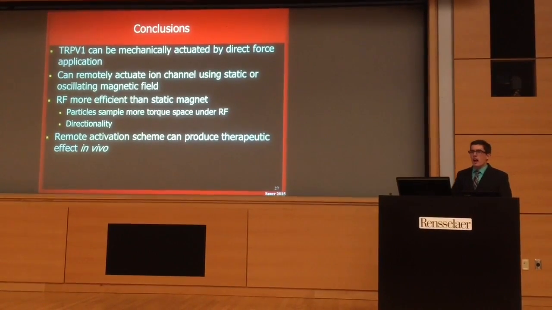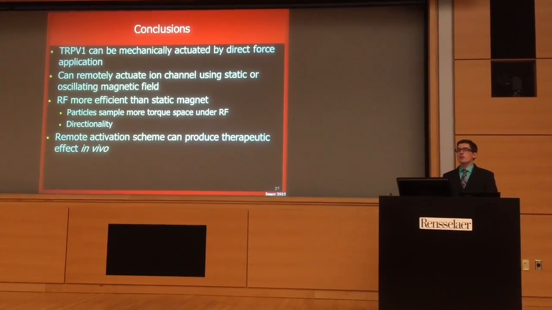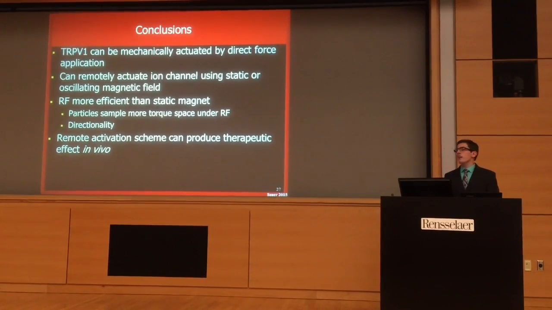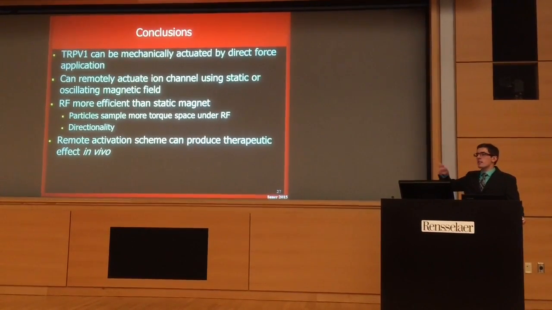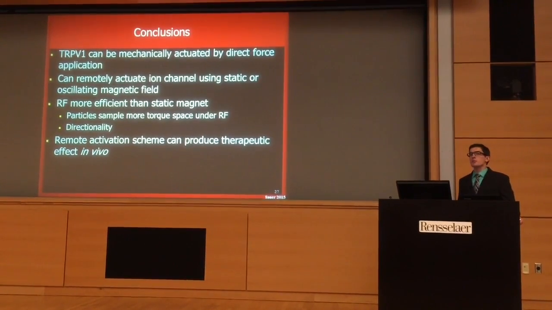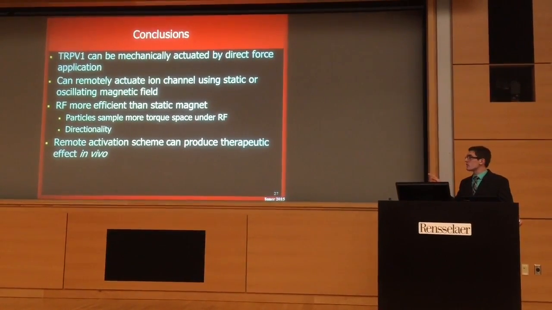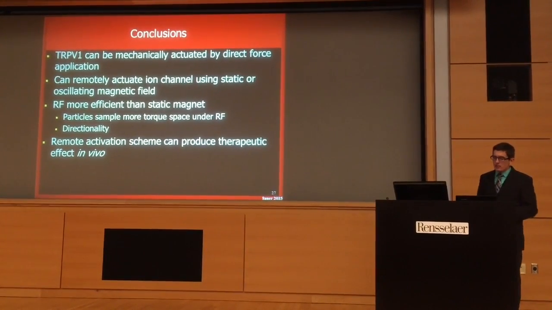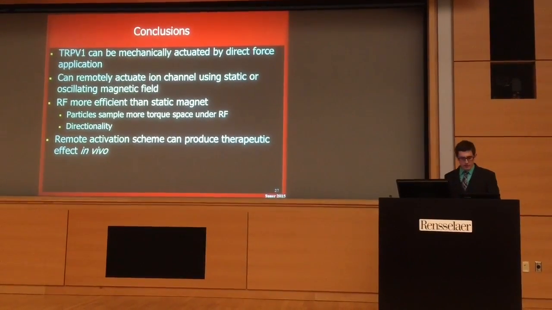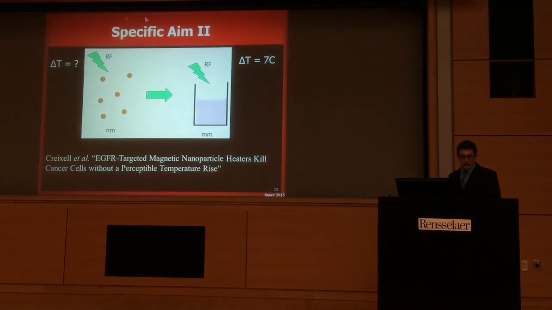It's well known that ion channels can respond to a directionality of force, although what that directionality is is poorly understood. A particle in RF is able to jumble at 500,000 times per second, so it can sample more torque space than a simple one-directional attraction to a static magnet. And finally, this remote activation scheme can produce therapeutic effects in vivo.